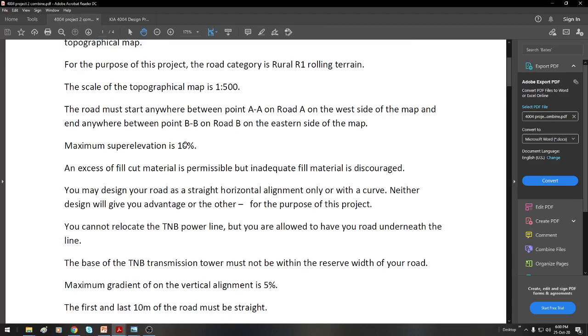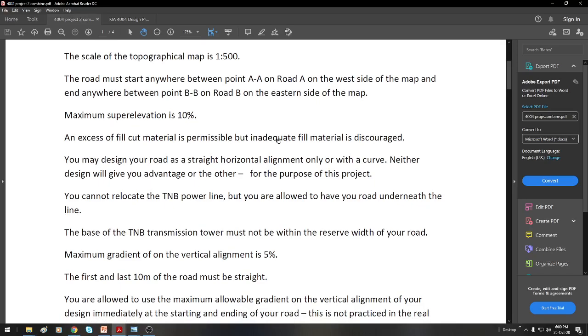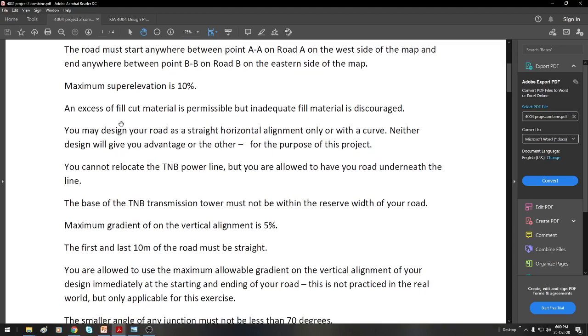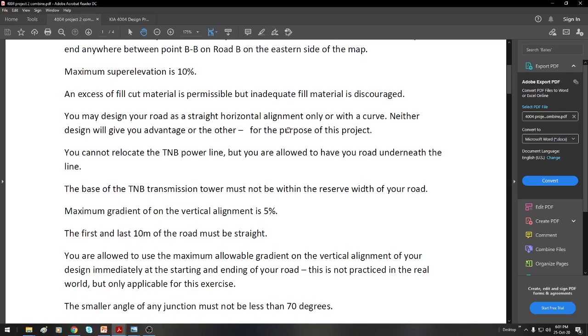Maximum super elevation is 10%. Excess of cut material is permissible, but inadequate fill material is discouraged. Meaning that you can have excess material to cut, but you must not have not enough material to fill in the fill sections. You may design your road as a straight horizontal alignment only or with a curve. It's up to you. All right. Neither design will give you advantage of the other for the purpose of this project. Okay. If you think that you can design it as a straight, then by all means go ahead.